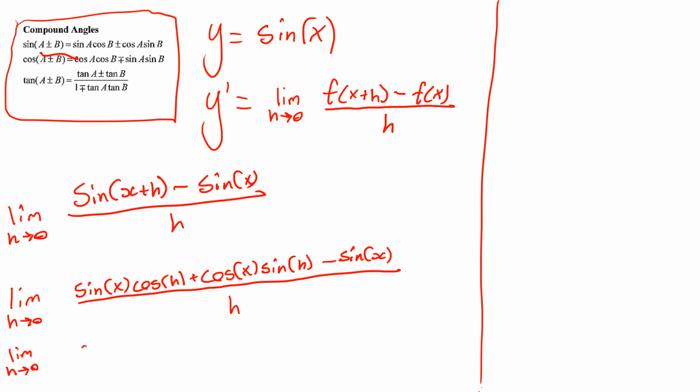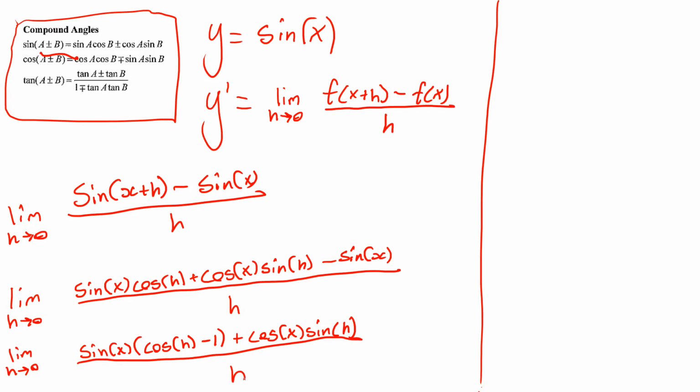So now we can take sine x out and go cosine h, take away 1, because sine x multiplied by negative 1 is negative sine x. And now we can go plus cosine x multiplied by sine h, and that's still all over h. Expanding that, we should get that back. That looks about right.